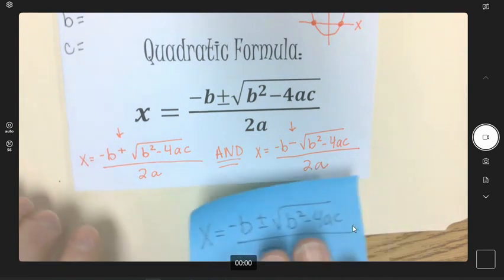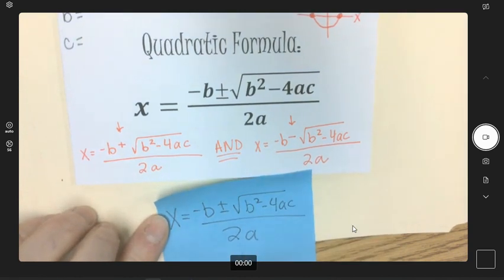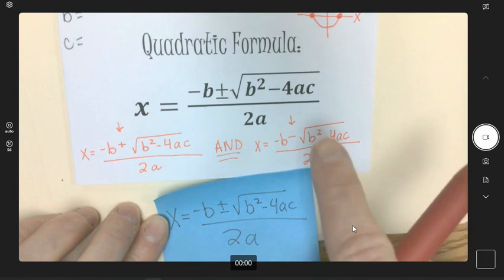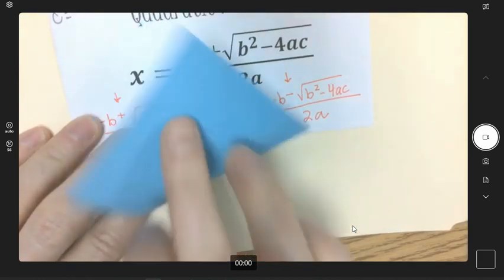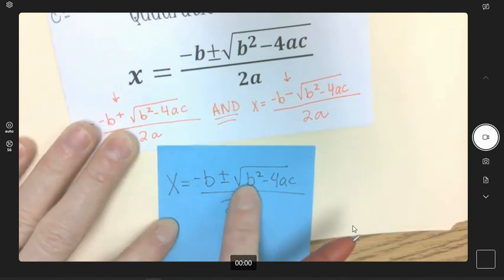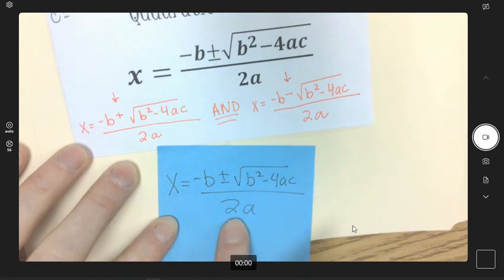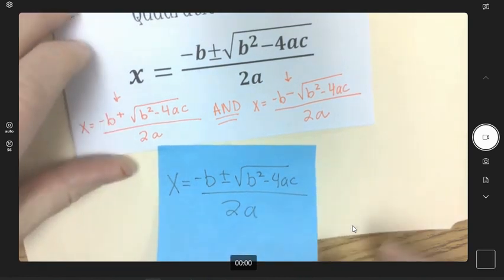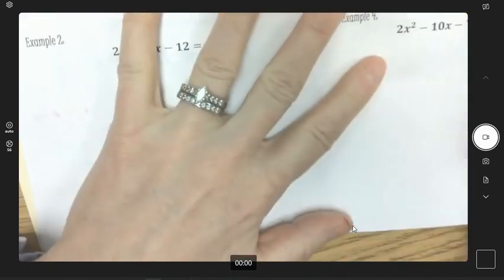All right, so I had y'all write the formula on your Post-its. We're going to use this Post-it instead of flipping back and forth to this. Just make sure you have the correct formula written down. Negative b plus or minus square root of b squared minus 4ac all over 2a. All right, open it up. We're going to do the first example.